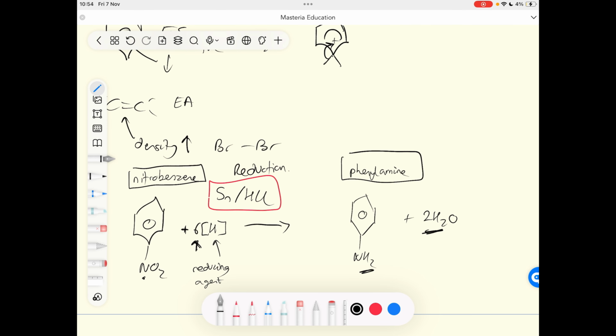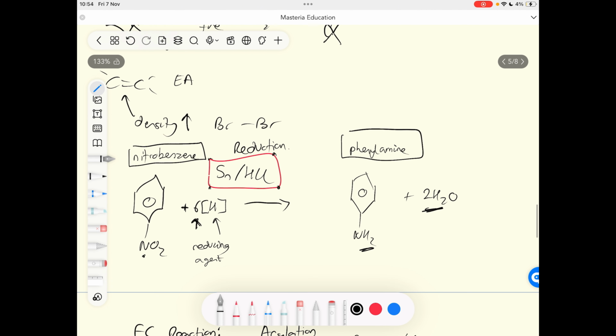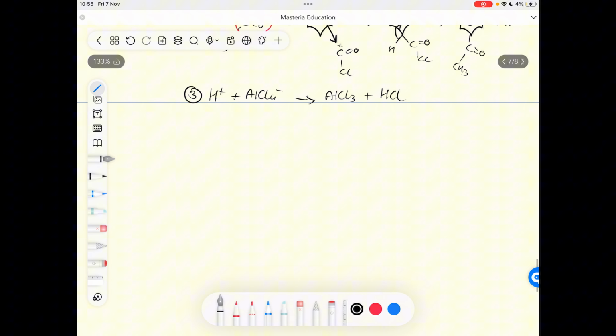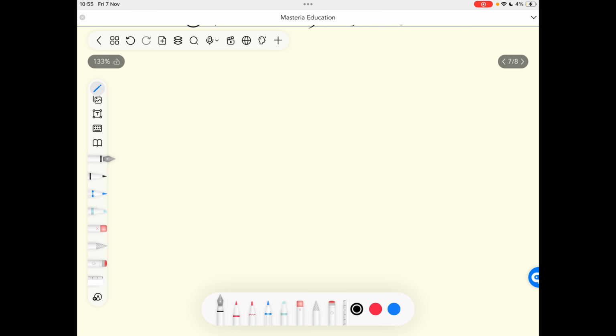So this is the other mechanism that you need to be aware of. It's not a mechanism in the sense that you have to know the curly arrows, but you do need to be aware of the conditions. And it's a common question that can come up, and people often forget it. So the next little bits will be focusing on areas that are in certain specifications, but not all of them.